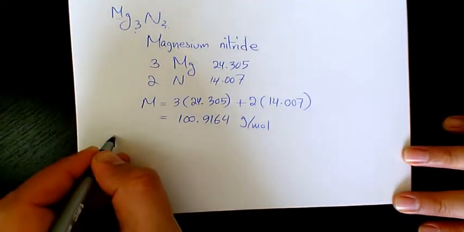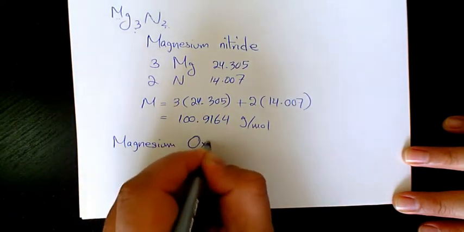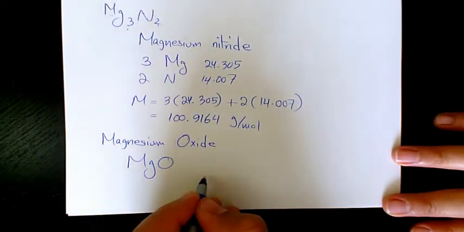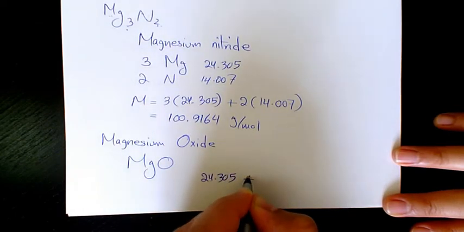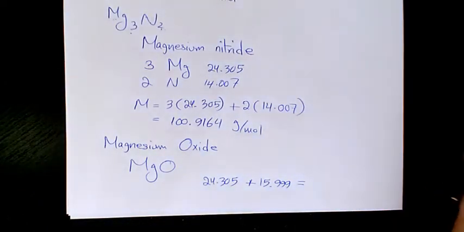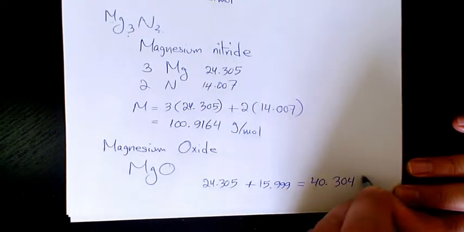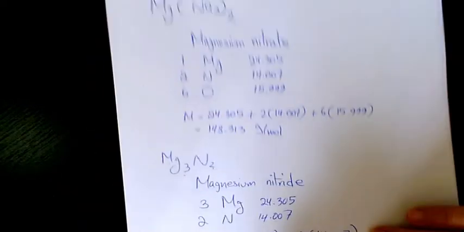Next one is magnesium oxide, or MgO. Mg atomic mass, we have 1 of them, is 24.305 and oxygen is 15.999, and we have only 1 of each. We just need to simply add them. It's going to be 40.304 grams per mole. That's the molar mass or molecular weight of magnesium oxide.